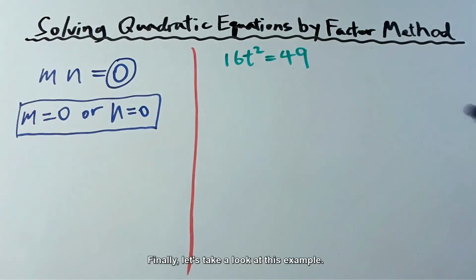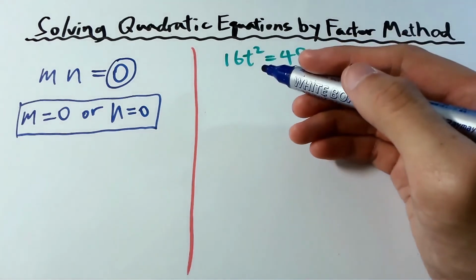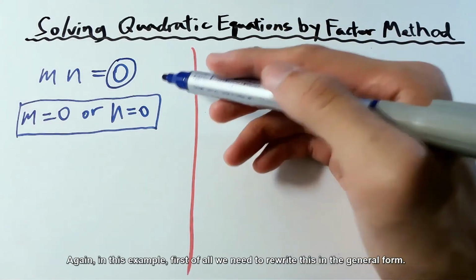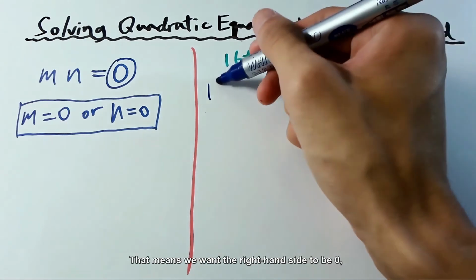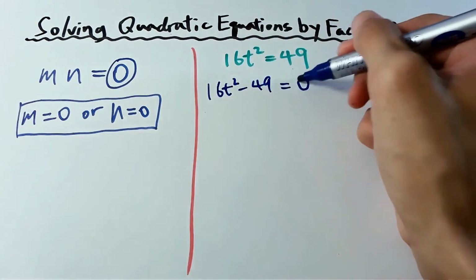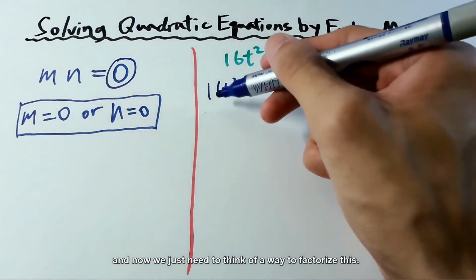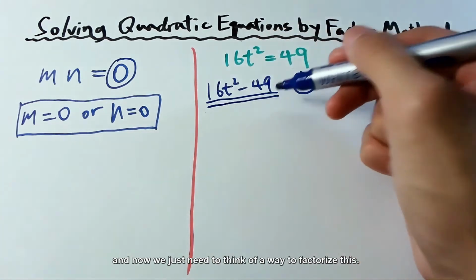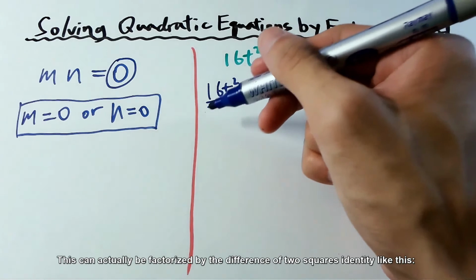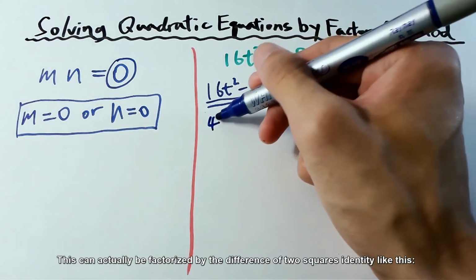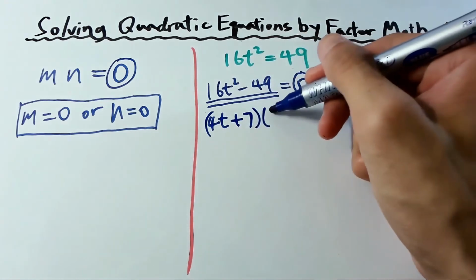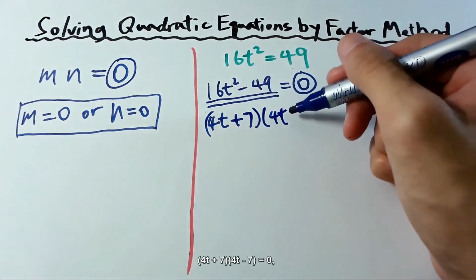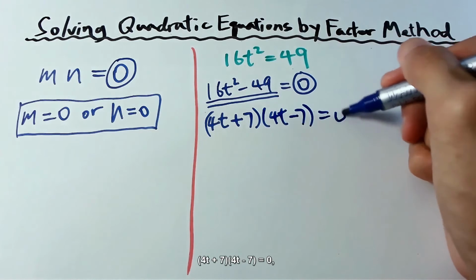Finally, let's take a look at this example. Again, in this example, first of all, we need to rewrite this in the general form. That means we want the right hand side to be 0. And now we just need to think of a way to factorize this. This can actually be factorized by the difference of two squares identity, like this: 4t plus 7 times 4t minus 7 equals 0.